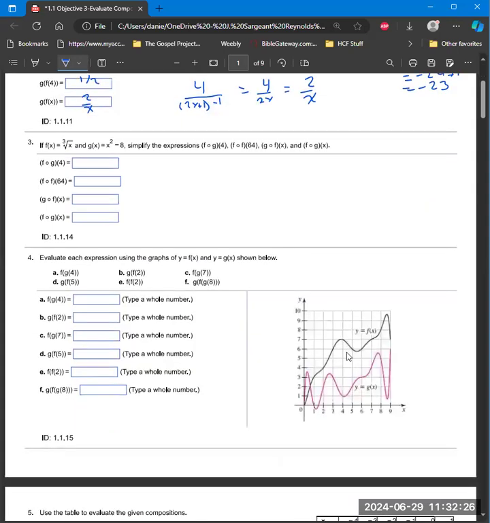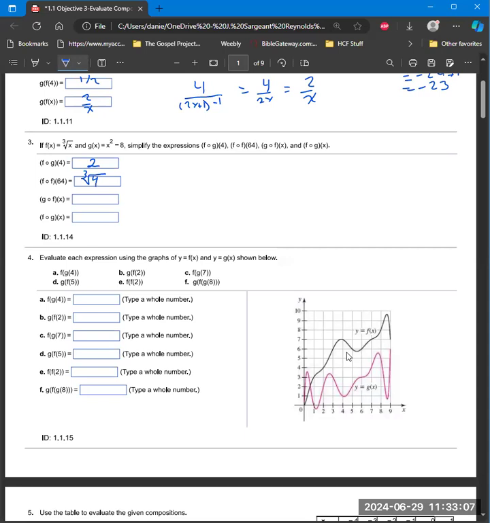If f of x is the cube root of x and g of x is equal to x squared minus 8, find f of g of 4, f of 64, g of f of x, and f of g of x. So start with f of g of 4, plug 4 into g. 4 squared is 16, 16 minus 8 is 8. Then we want the cube root of 8, which is going to be 2. F of 64, so the cube root of 64 is going to be 4. Then plug that 4 back in for the x here. The cube root of 4 will be my answer.